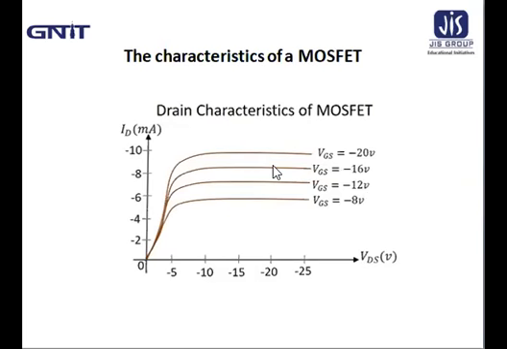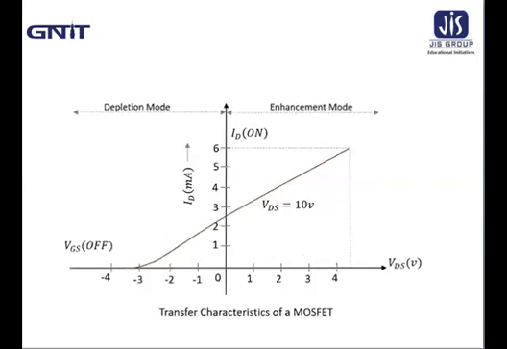This is the drain characteristics of MOSFET, and next is the transfer characteristics, which defines the change in the value of VDS with the change in ID and VGS in both depletion and enhancement mode. And this curve is drawn for drain current versus gate to source voltage. That is the transfer characteristics of MOSFET.